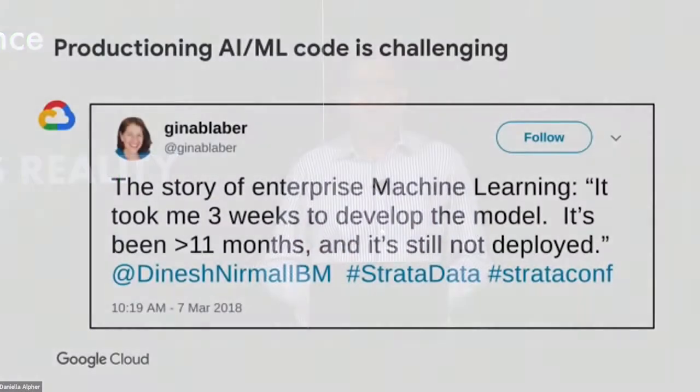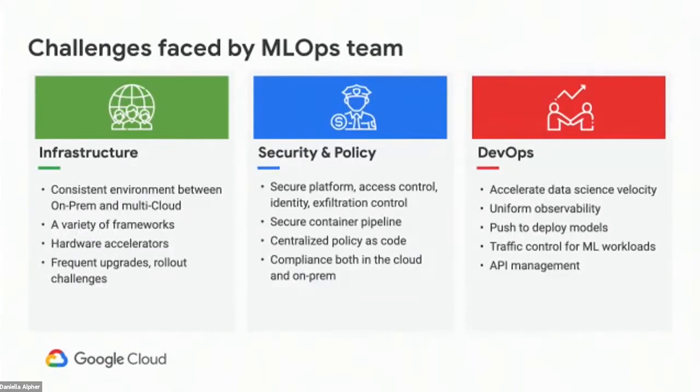As we all know, as practitioners of MLOps, building ML applications is very complex and distributed. Not only that, productionizing ML code is very, very challenging. This is an example that was also shown early in the morning, that this team took 3 weeks to build a model, but struggled for 11 months to productionize it. There are many, many challenges why it happens that way, and we are going to briefly review some of those challenges.